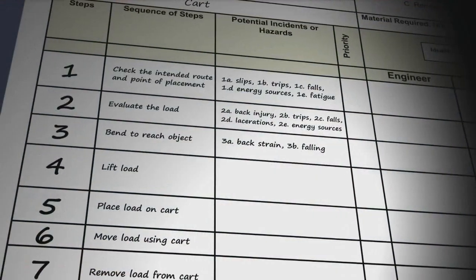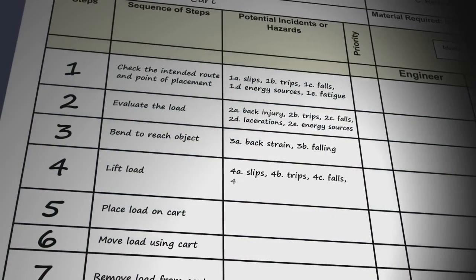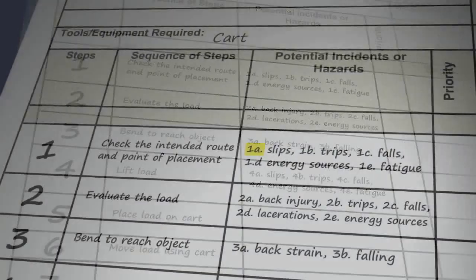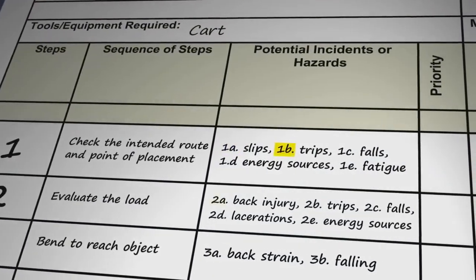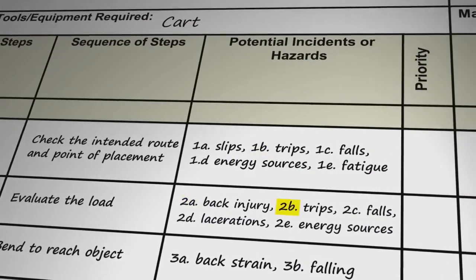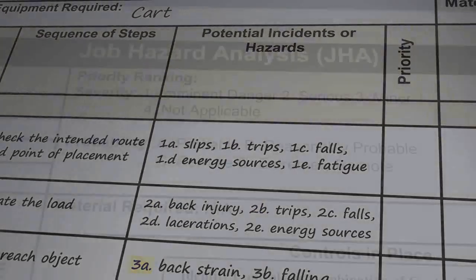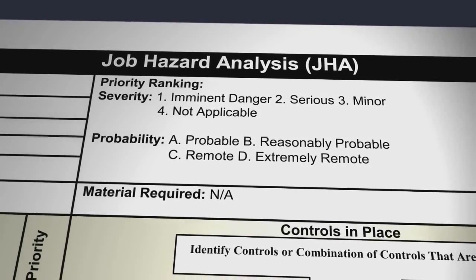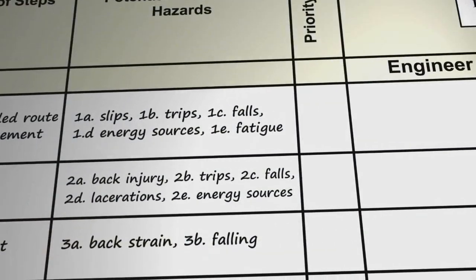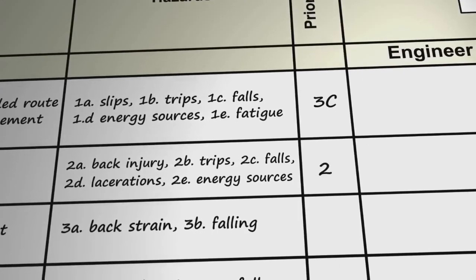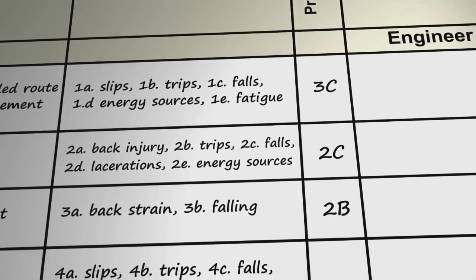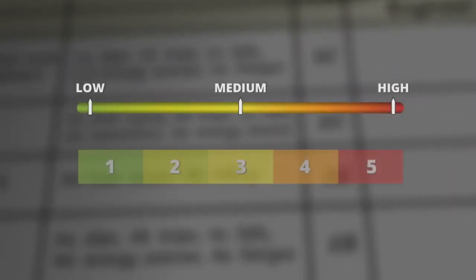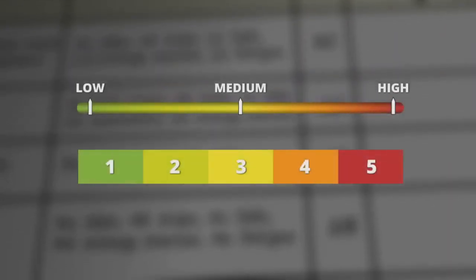Go through each step and identify what potential health or safety hazards exist within that step. Each step may have more than one hazard, so number each one with the step number. It is also important to assess the risk of each task and hazard. This can be done by showing the severity of the hazard and the probability of it occurring. Examples of this would be ranking each hazard on a scale of low to high or 1 to 5.